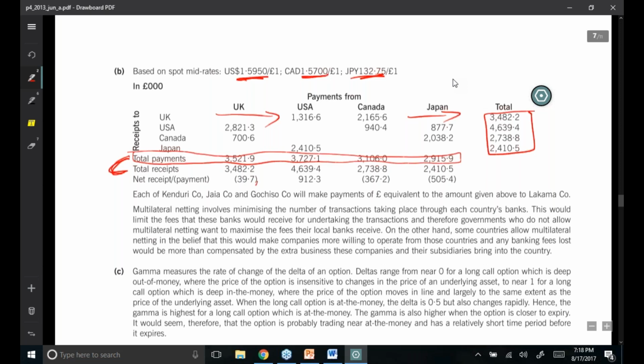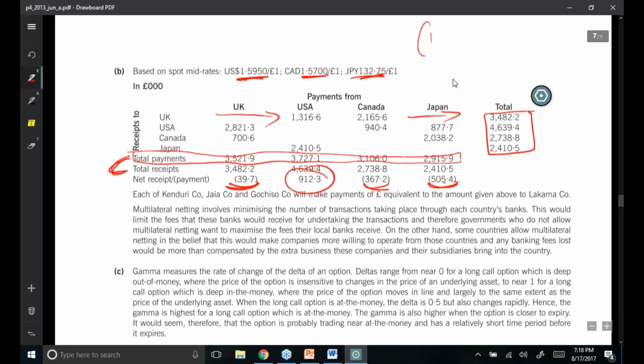Now there is a balance, negative balance for UK and Canada and Japan. That means these three companies will pay that much amount to the USA company. USA company is a positive balance, so USA company will receive these balances. So that's how you're going to do netting.